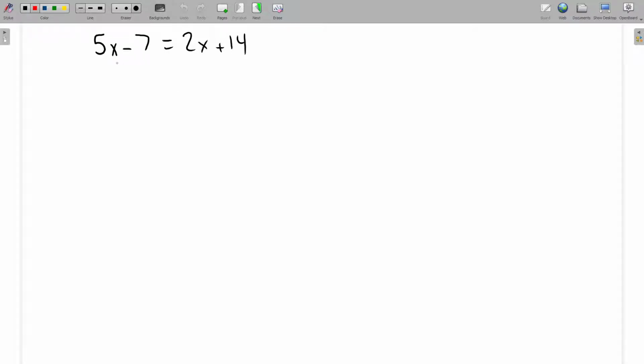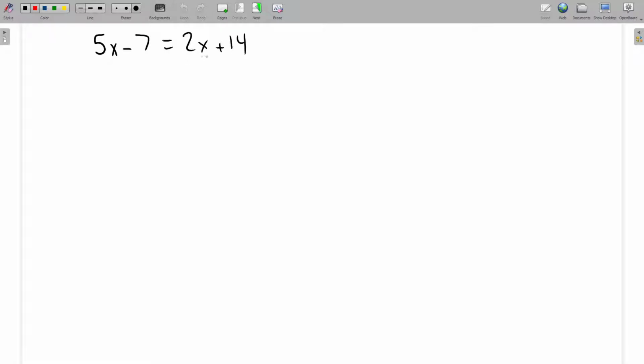So looking at our first example of 5x minus 7 is equal to 2x plus 14, we're going to look for the same strategy. We're trying to isolate the x's, meaning I want to get all of the x's onto one side of the equals. Now it doesn't matter if you get the x's onto the left side or all of the x's onto the right side. You'll end up getting the same answer in the end. To stay consistent, I'm going to get all of the x's onto the left side of the equals.